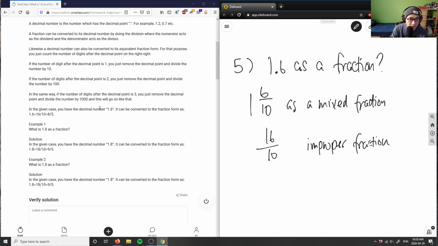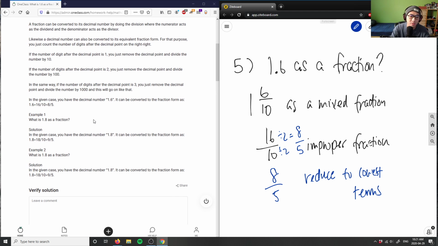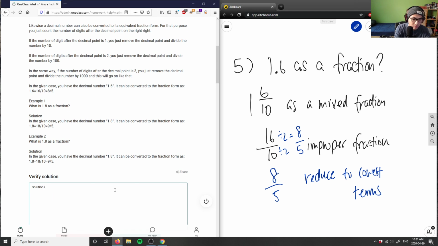And it says here, in the given case, 1.6 can be converted into fraction form. 1.6 equals 16 over 10, which is good. And they even reduced it to 8 over 5 here, right? So you can reduce this to lowest terms. As you can see, again, 16 and 10 are both even numbers. I can divide both numerator and denominator here by 2. This would give me 8 over 5 here. And this solution is correct, right? 8 over 5 would be an equivalent fraction to 16 over 10, which is 1.6 as a fraction here. So this solution here is correct. Good analysis.